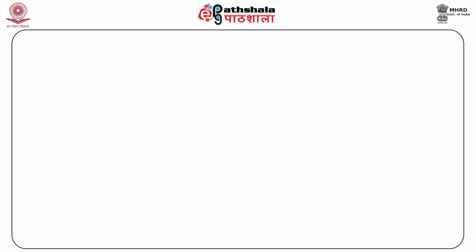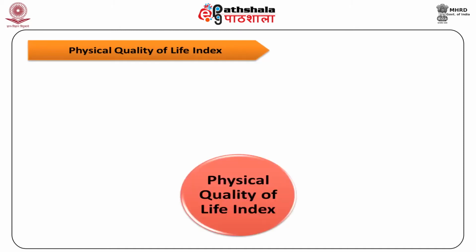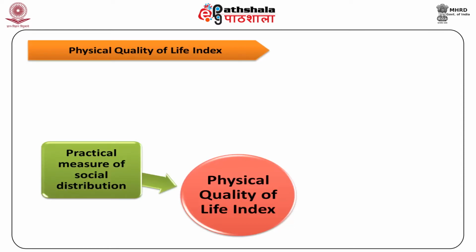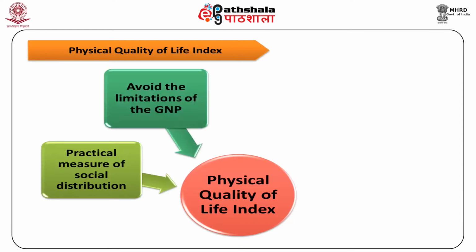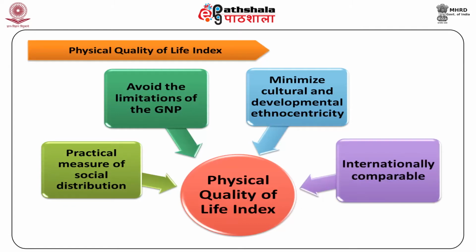The dissatisfaction or disillusionment with the GNP or even the GDP based measures led to the development of the Physical Quality of Life Index (PQLI). There was a need to create a practical measure of social distribution that will avoid the limitations of the GNP, minimize cultural and developmental ethnocentricity, and be internationally comparable. Considering this, Morris D. Morris constructed a new measure called Physical Quality of Life Index (PQLI).